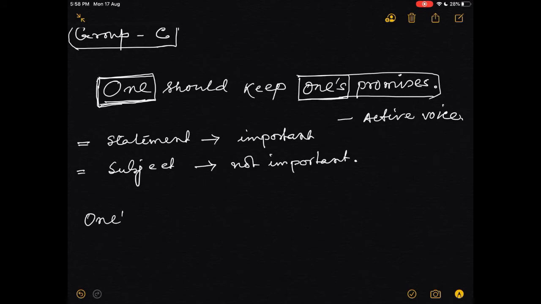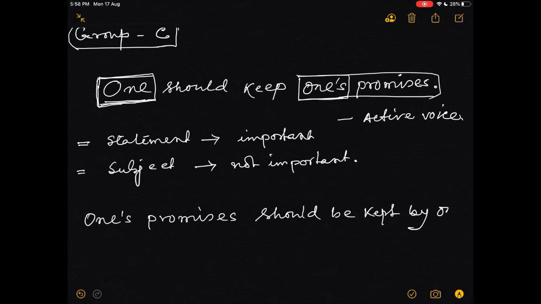One's promises should be kept by, again by one, this one, by one. One's promises should be kept by one.